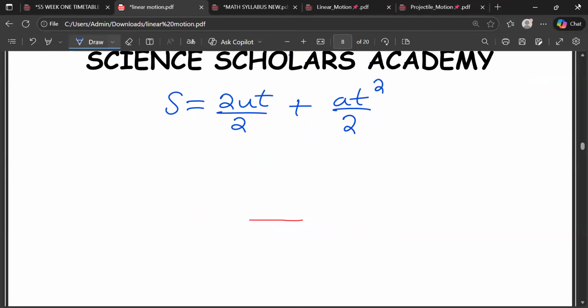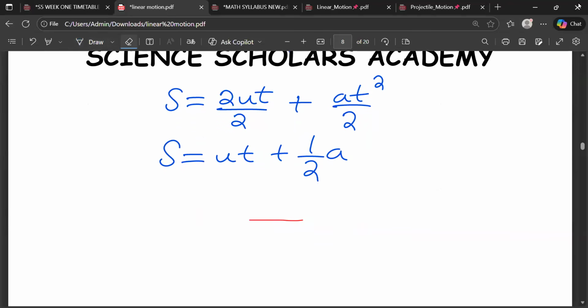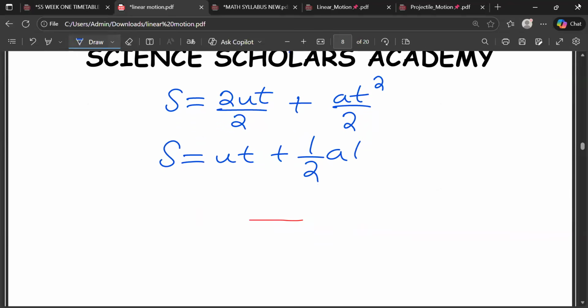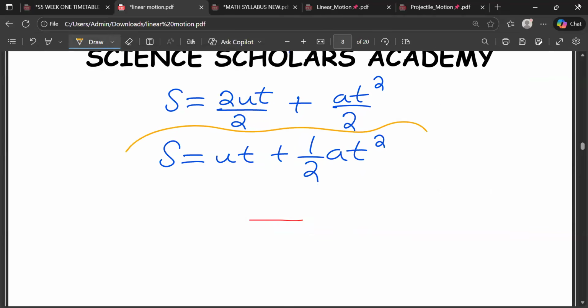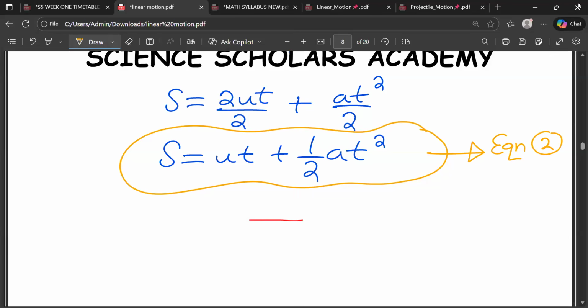Second equation of what? Of motion. So my s will be ut plus a half. Hope you're seeing the half. Then at squared. Like that. So the whole of this is the second equation of motion. It is the second equation of what?